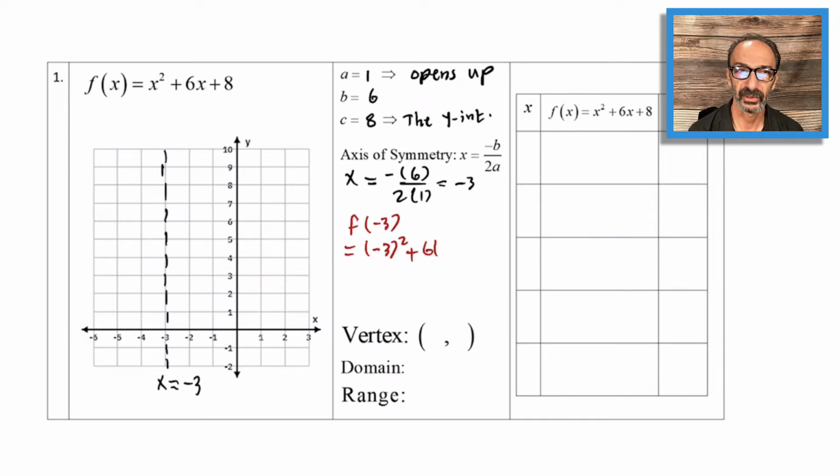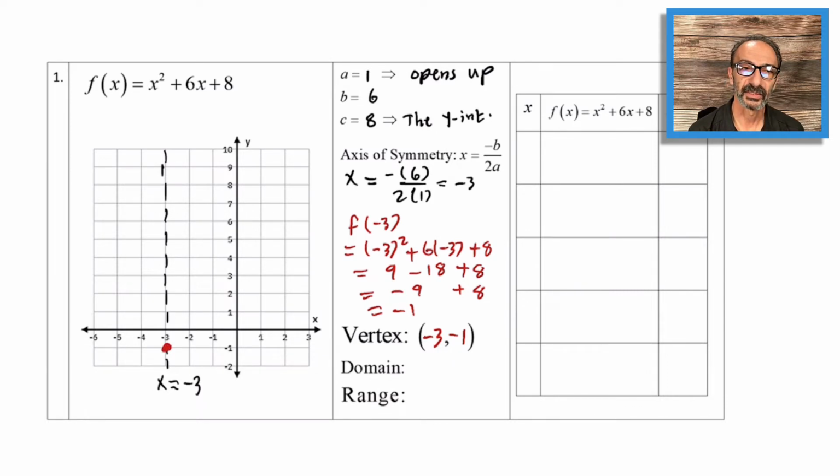So we plug in negative 3, that's going to be negative 3 squared plus 6 times negative 3 plus 8. Simplifying, we get 9 minus 18 plus 8. 9 minus 18 is negative 9. So we have negative 9 plus 8, which is negative 1. So the vertex is at negative 3, negative 1. Down below the x-axis, 1 unit. Right there.